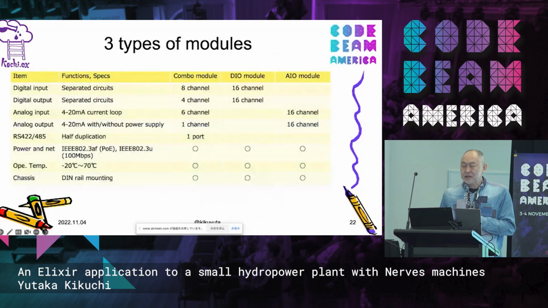We made three types of modules. One provides separated digital I/O interfaces, one provides analog I/Os, and the other provides a combination of various kinds of I/O interfaces, including RS-485. All the modules have PoE, or Ethernet interface with a power supply line. They all have capacitance big enough to shut down the OS on power cut.